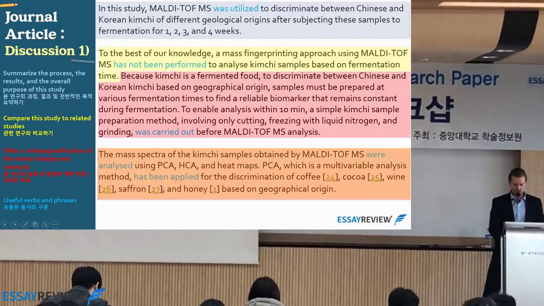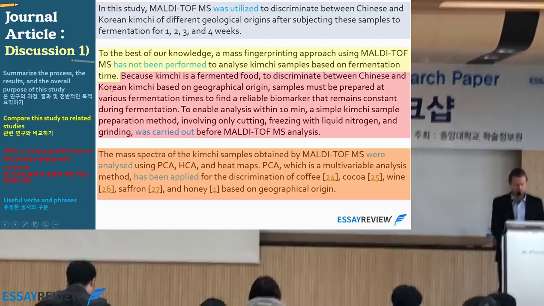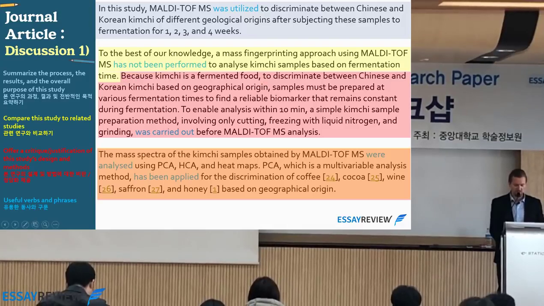So because kimchi is a fermented food, to discriminate between Chinese and Korean kimchi based on origin, samples must be prepared at various formation times. So they're giving reasons why they use these times, why they used 10 minutes, and why they used this method. Okay, we'll just move quickly through here.